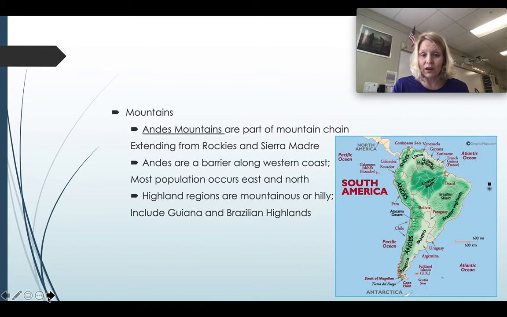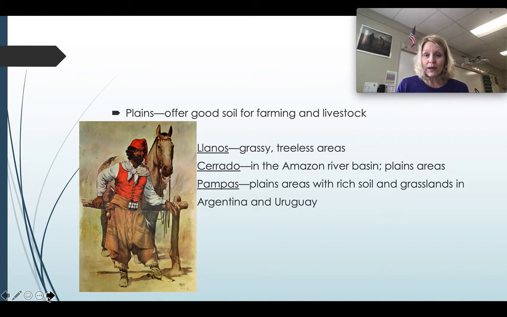The highland regions are mountainous or hilly. Those include Guyana and the Brazilian highlands. If you take a good look at that map, you see French Guiana, you see Guyana, which sound very similar, Venezuela, Colombia, Ecuador. Okay, so we have the mountains, which are a major part of Latin America, and the plains are also a very important part, especially in South America.